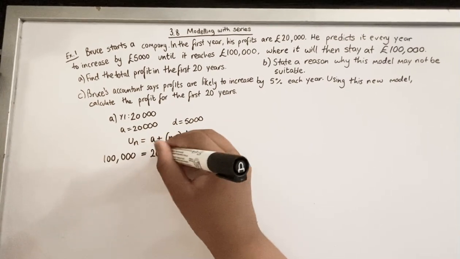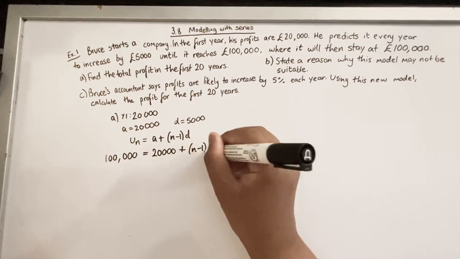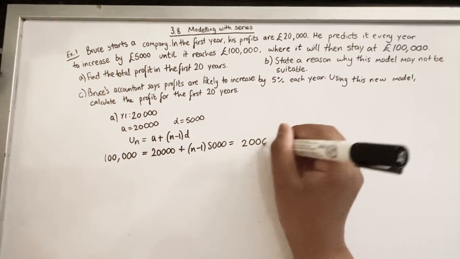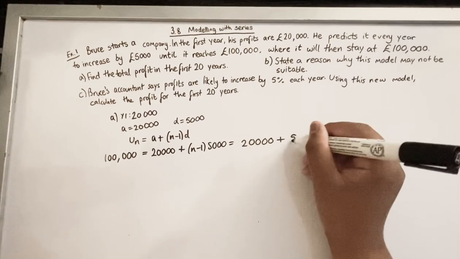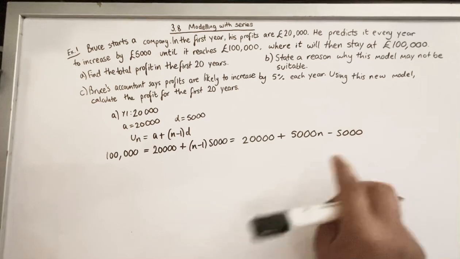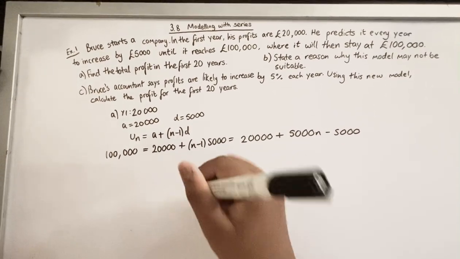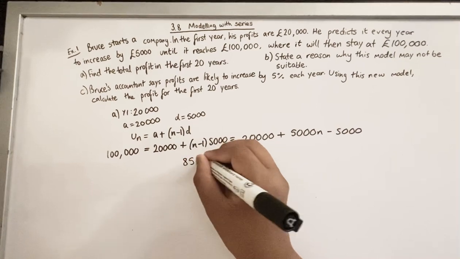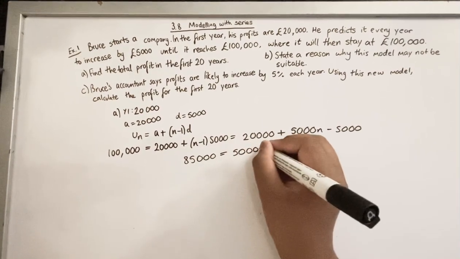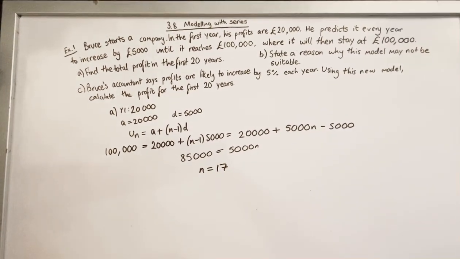equals 20,000 plus (n minus 1) times 5,000, which is 20,000 plus 5,000n minus 5,000. This combines to make 15,000. 100,000 minus 15,000, which is 85,000, is equal to 5,000n. And so n equals 17 years.